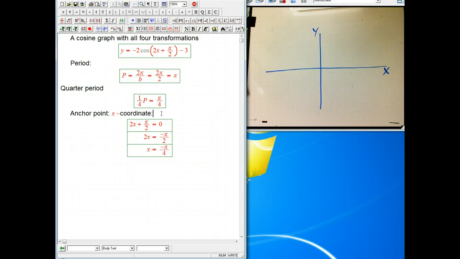That has a name. The x-coordinate of the anchor point is called the phase shift. It's how much it's been shifted horizontally. This case says it's been shifted left pi over 4.